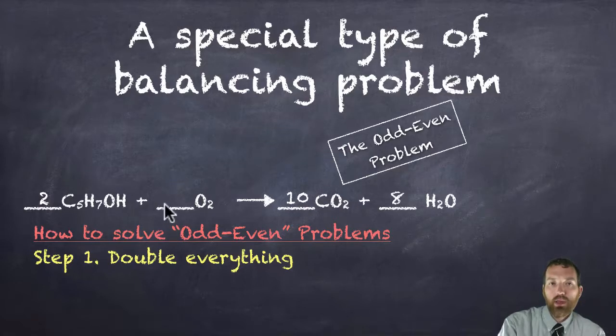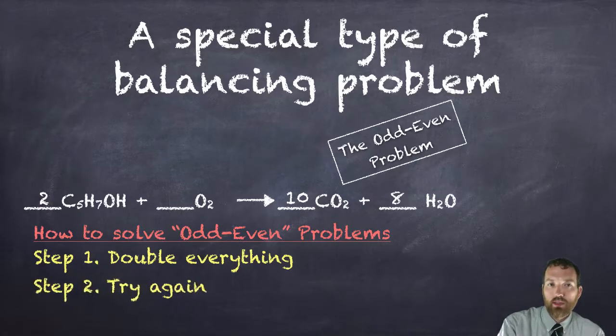So I need to put a coefficient here so that when I multiply it by 2 and add 2 to it, I'll get 28. So I want this to be 26, so that when I add 2, I get 28. What times 2 is 26? Well, that's 13. 13 times 2 is 26, plus 2 is 28. 28 oxygens on the left, 28 oxygens on the right.